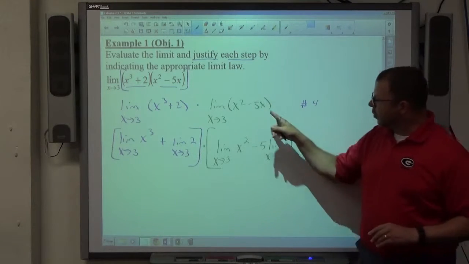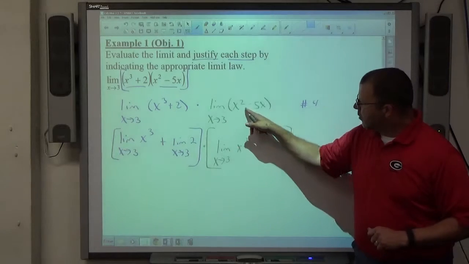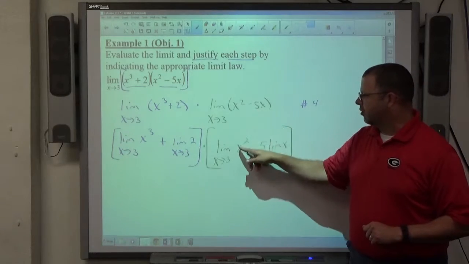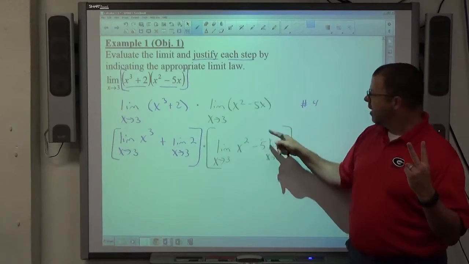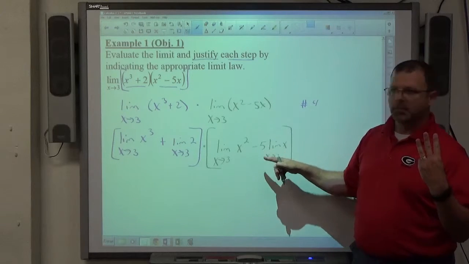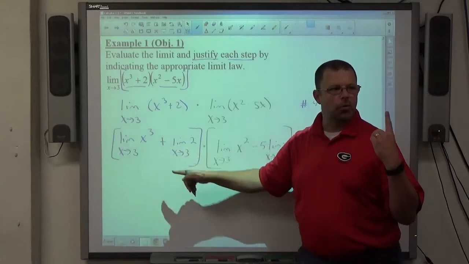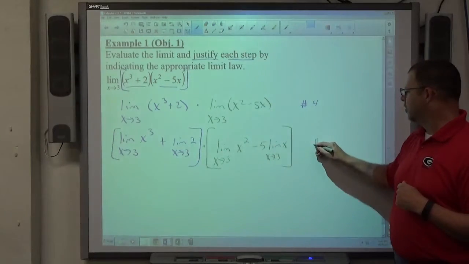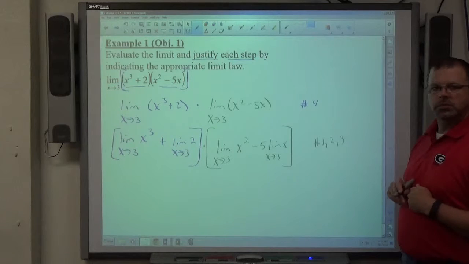Now, let's look at the rules I used on this one. The subtraction one, going from here to subtraction, is rule number 2, right? And the 5 times x, moving the 5 out in front, is rule number 3. The addition one I used here is rule number 1. So altogether, I used numbers 1, 2, and 3.